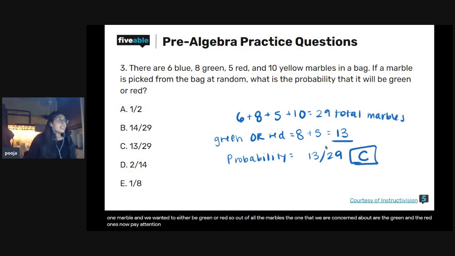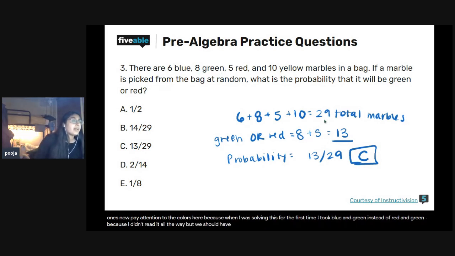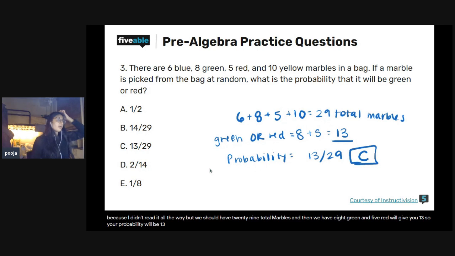Now, pay attention to the colors here, because when I was solving this for the first time, I took blue and green instead of red and green, because I didn't read it all the way. But we should have 29 total marbles, and then we'd have 8 green and 5 red will give you 13. So your probability will be 13 out of 29, which is C.